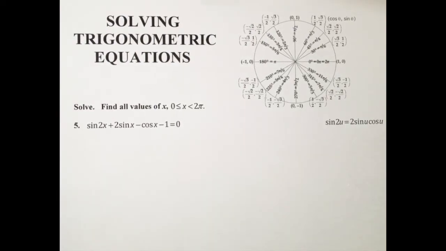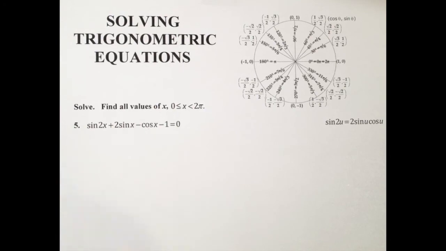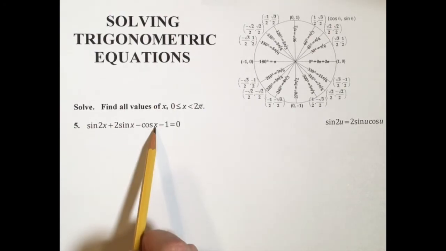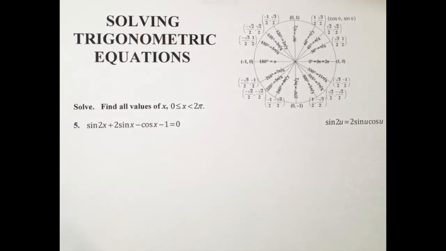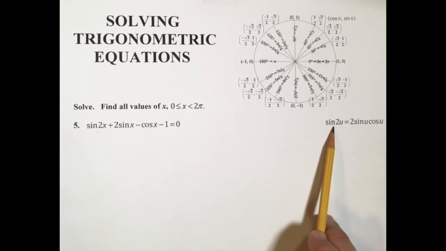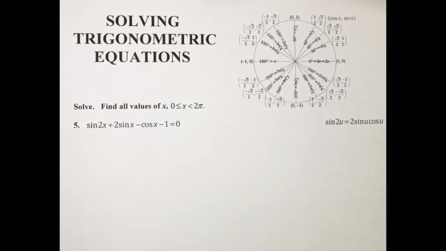Number 5 looks a little tricky for a few reasons. One reason is we have a combination of trig expressions. We have sines and cosines. But if you look more carefully, another thing we have a difference in is we have a single angle x and a multiple angle here of 2x. Perhaps we can utilize one of our double angle formulas to replace sine of 2x. Sine of 2x is equivalent to 2 times sine of x times cosine of x.